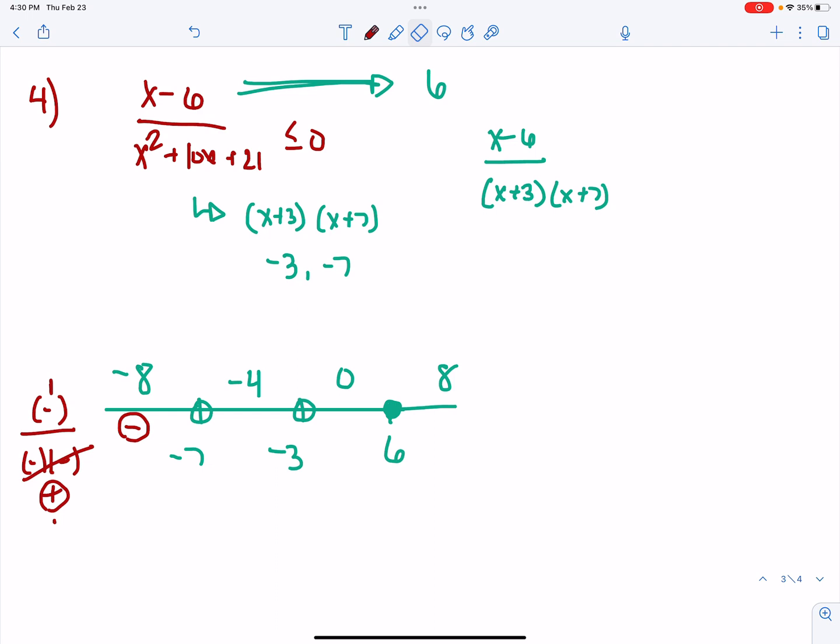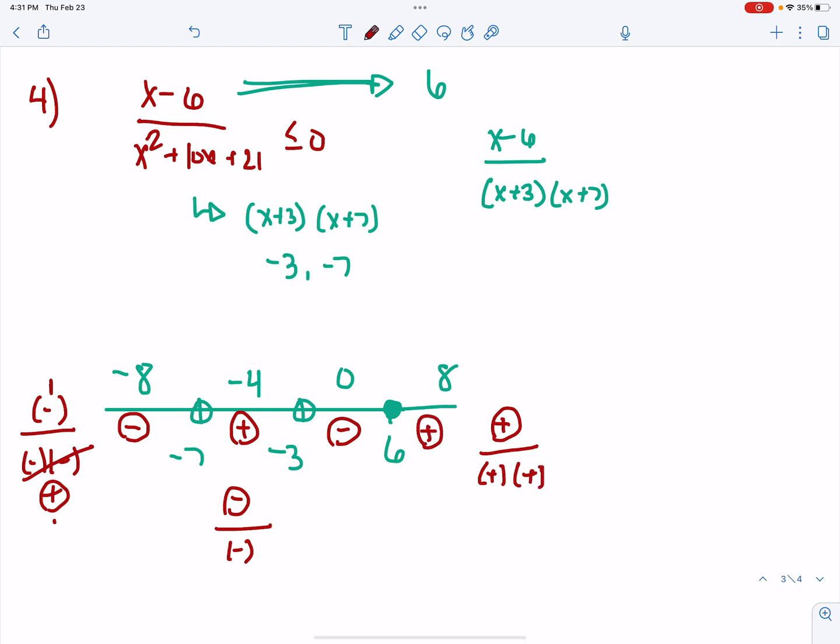At -4, -4 minus 6 is negative. -4 plus 3 right here is negative. And then -4 plus 7 right here is positive. So that means a negative and a positive makes another negative. A negative and a negative makes a positive, so at -4, we have a positive value. 0 should be easy for you to look at because you just have -6/21, which is negative. And then finally at 8, 8 minus 6 is positive. 8 plus 3 is positive. 8 plus 7 is positive, so you know that this is a positive value.